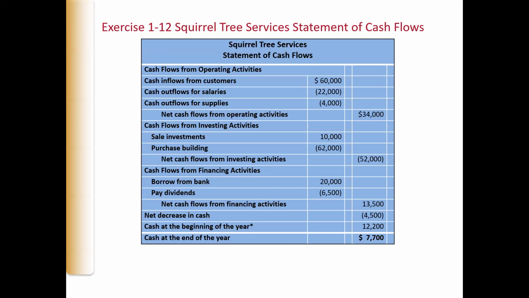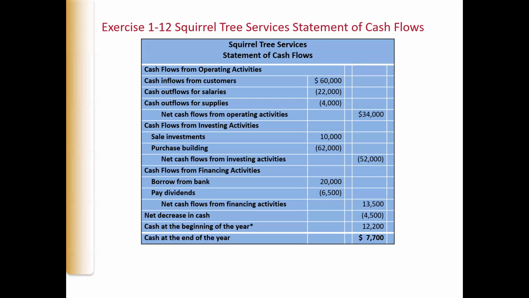Flows from investing would be the sale of investments and the purchase of a building, for cash outflows from investing activities of a minus 52,000. And then cash flows from financing, borrowing from a bank is 20,000. Paying dividends is minus 6,500 for net cash flows of 13,500. If we take the net cash flows from operating, investing and financing, we come with a decrease, a minus 4,500.